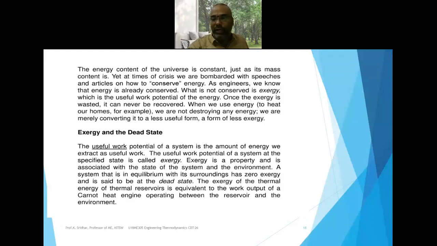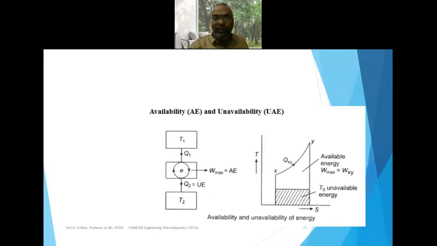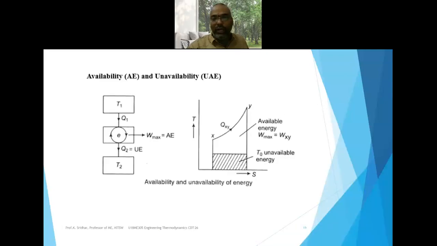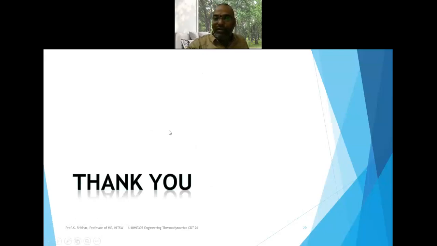The same thing I have written here about the exergy concepts, that is, availability and unavailability. I've already told you that whenever you have a heat engine, the heat input is Q1 and the heat rejection is Q2. How much heat is rejected by the heat engine, that is Q2, is nothing but the unavailable energy. And the maximum work produced by the heat engine indicates the available energy.